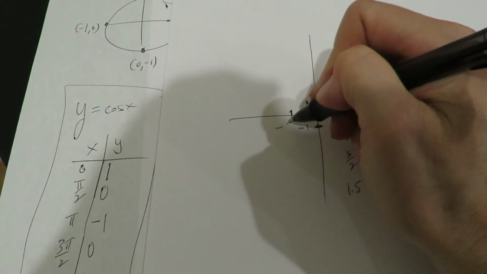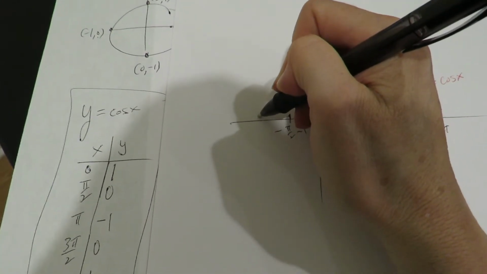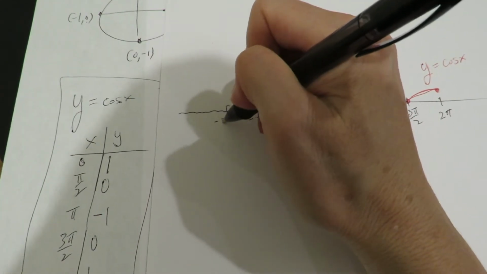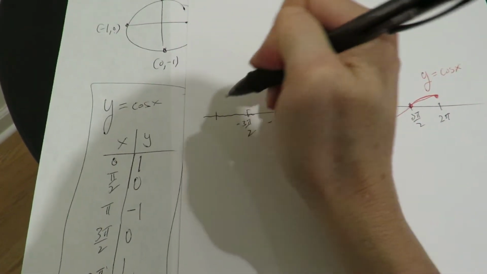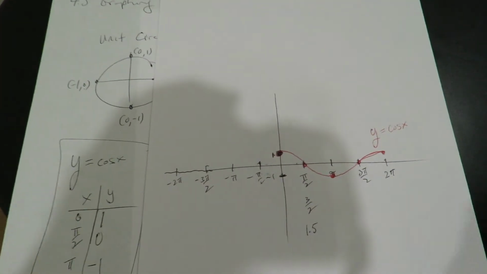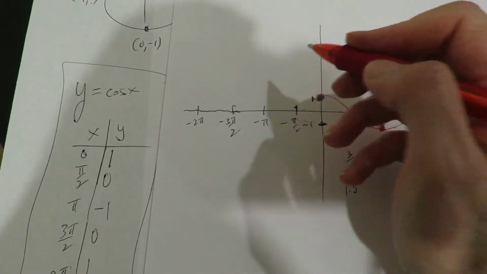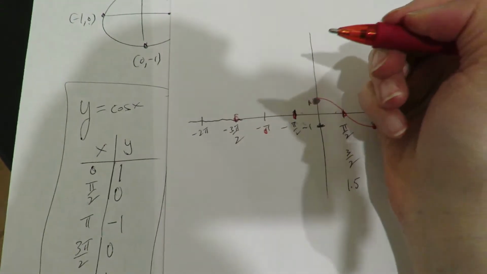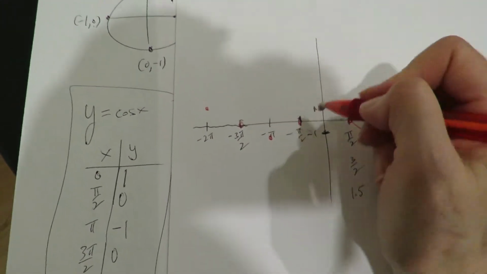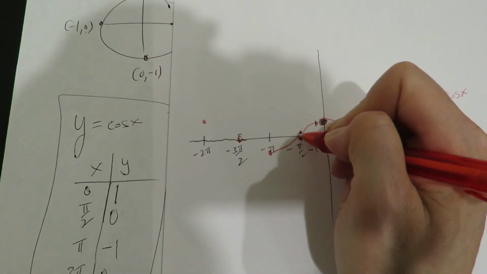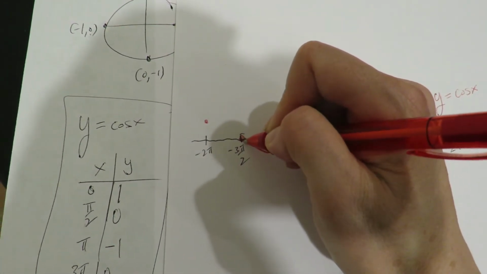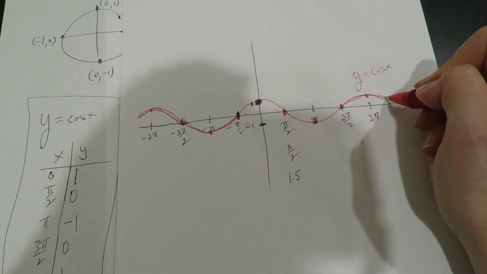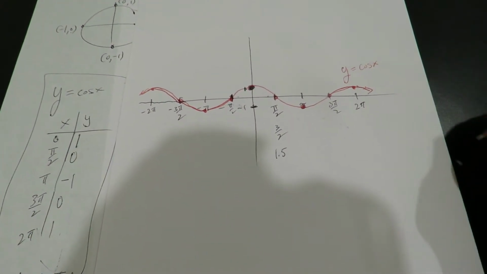So I'll put -pi over 2 here, -pi, -3 pi over 2, -2 pi. Then just think how the pattern might go. If this is at the top, then I have to go back to the middle. Then I go to the bottom. Then I go back to the middle. And then I go to the top. Just think of how it goes. And then that's 2 cycles of the cosine graph.